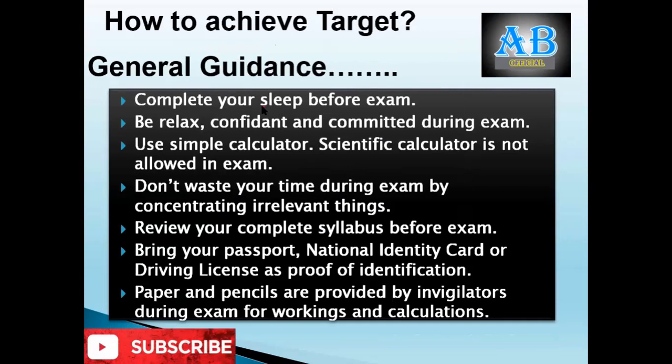You must complete your sleep before you go for your exam. Be relaxed, confident, and committed during the exam. Confidence is a very important thing. If you don't have confidence, you would not accomplish your objective. So to achieve your objective, you must be confident and relaxed. If you have tension and take exam pressure, then during your exam, you will be confused. So confidence and relaxation are very important.